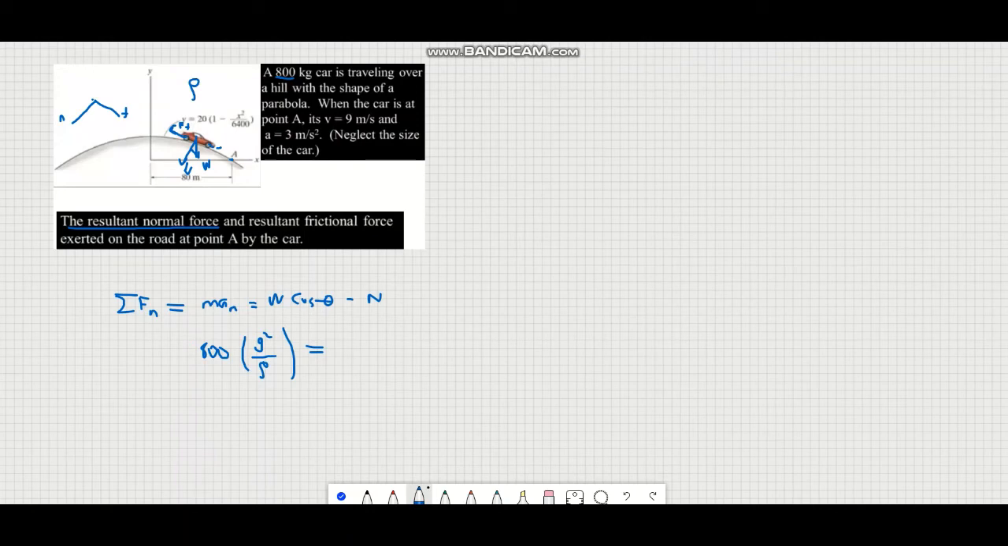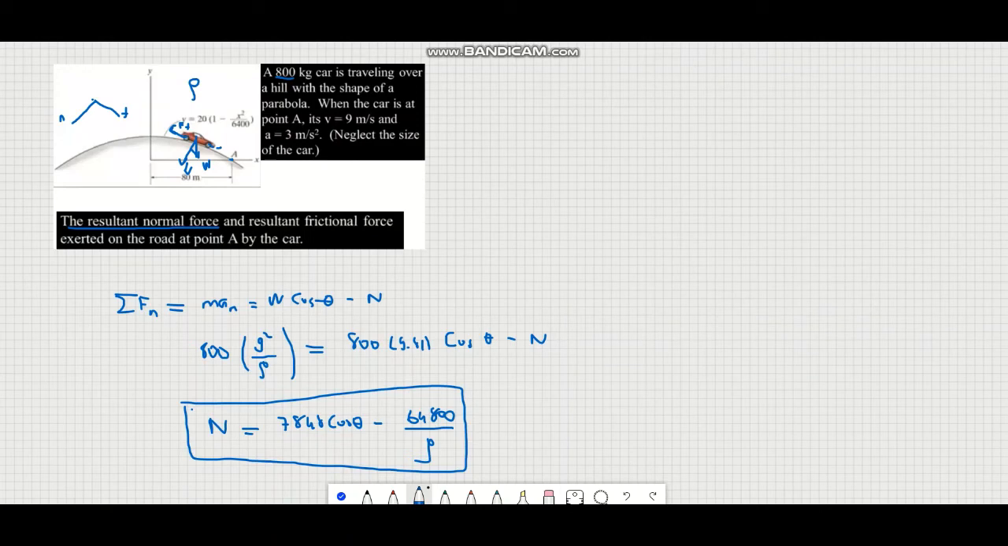And here, mg is 800 multiplied by 9.81, multiplied again by cosine theta, minus N, right? So N is equal to, when you multiply these, 7,848 cosine theta minus 64,800 over rho overall. So this is our normal force acting on the car.